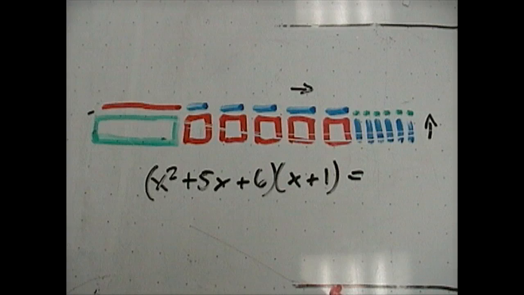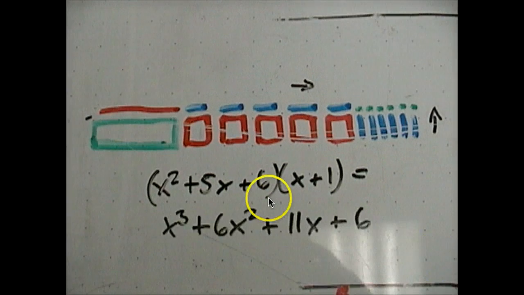That's it. All we did, really, if I didn't know anything about multiplication and the distributive property of multiplication and so forth, all I'd have to do is count everything that's here. There's my x to the third. There's my 5 plus 1 x to the second. There's my 11x, and there's my 6. It really is that simple.